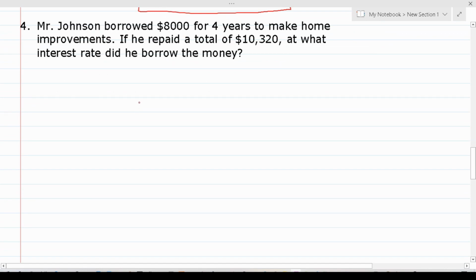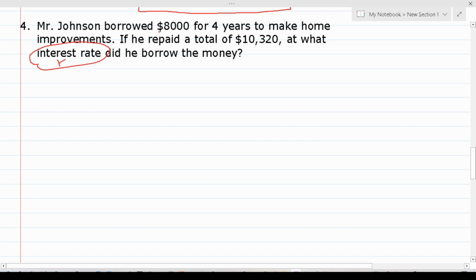Number 4 says, Mr. Johnson borrowed $8,000 for 4 years to make home improvements. If he repaid a total of $10,320, at what interest rate did he borrow the money? So right away, we should see that we're going to be trying to solve for R. We want to figure out what his interest rate was for his loan.